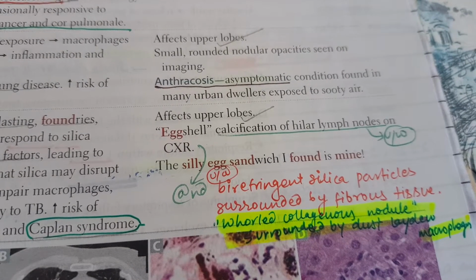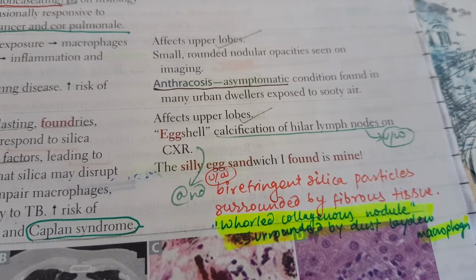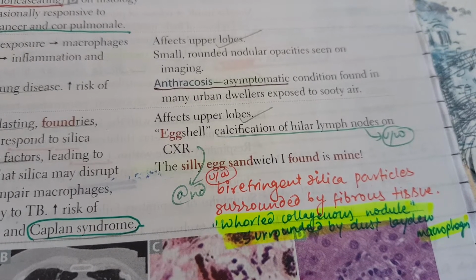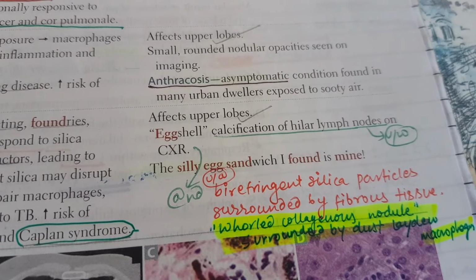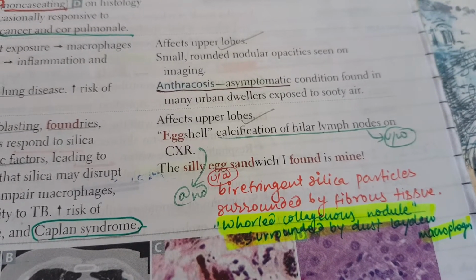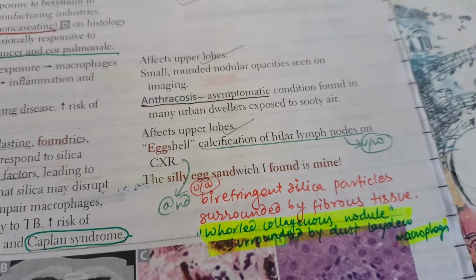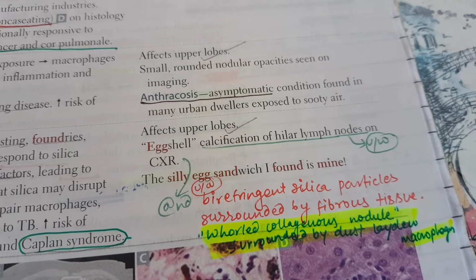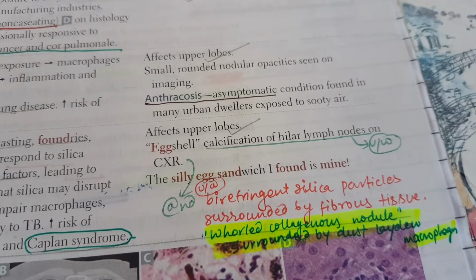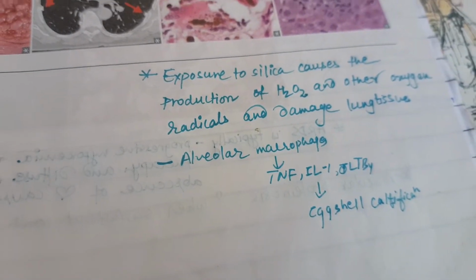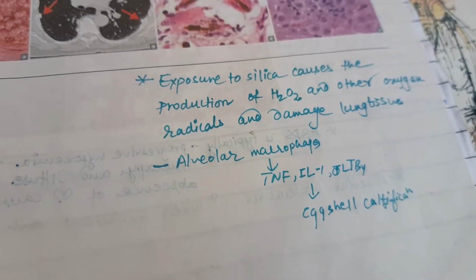birefringent silica particles surrounded by fibrous tissue. So this is the biopsy finding. Remember, birefringent silica particles surrounded by fibrous tissue: whole collagenous nodules surrounded by dust-laden macrophages. So there will be whole collagenous nodules surrounded by the dust-laden macrophages.